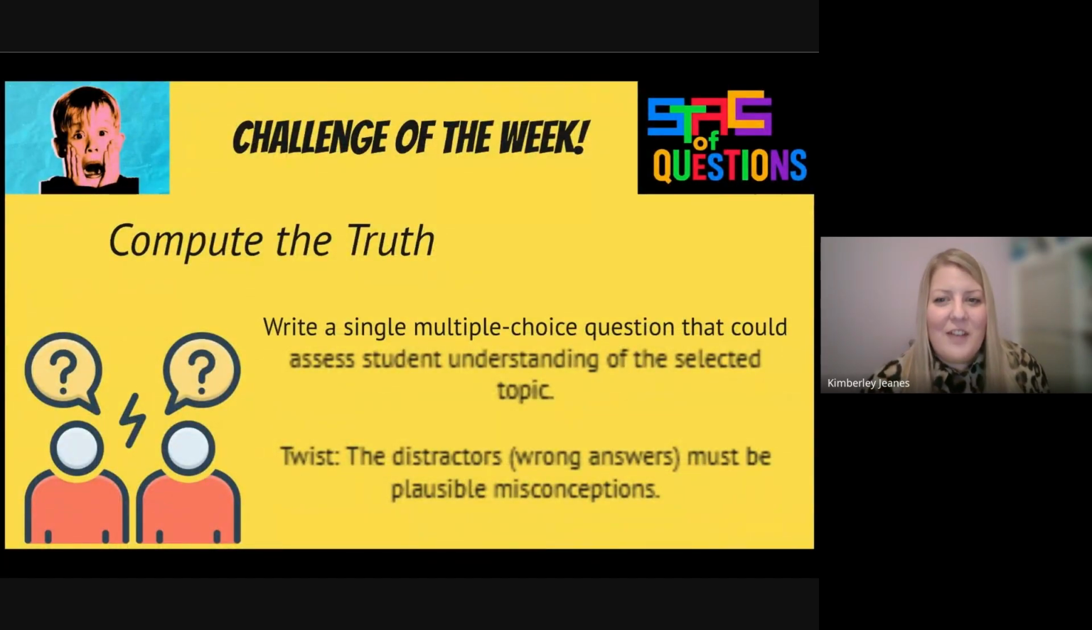So today's challenge that we're setting for the red and blue teams is called Compute the Truth. Each of our teams are going to be asked to write a single multiple choice question that could assess a student's understanding of a selected topic. And we know in a second we'll be choosing that using our awesome selectors. The twist this week, however, is that the wrong answers, the distractors in this case, must be plausible misconceptions. So something that kids are commonly tripped on is what we're looking for, the bonus point this week, guys.